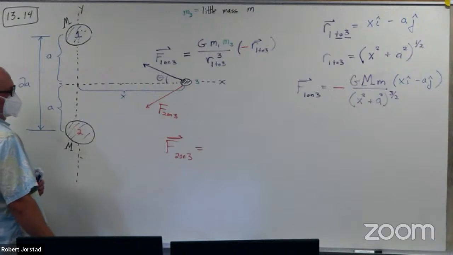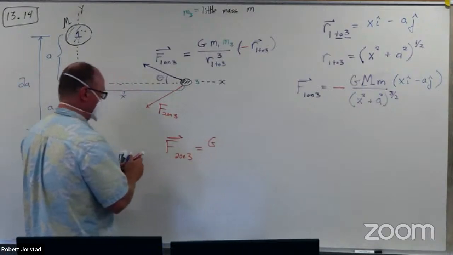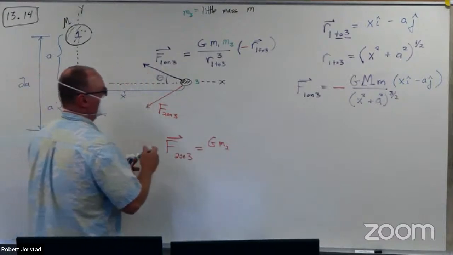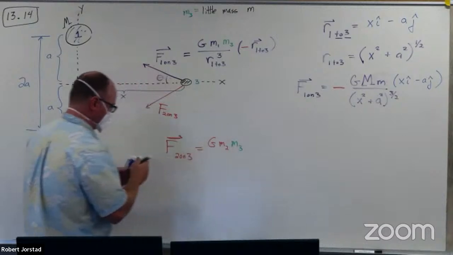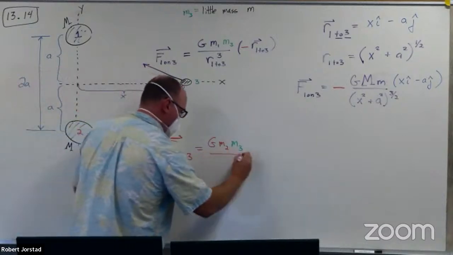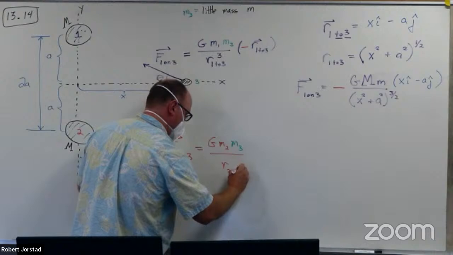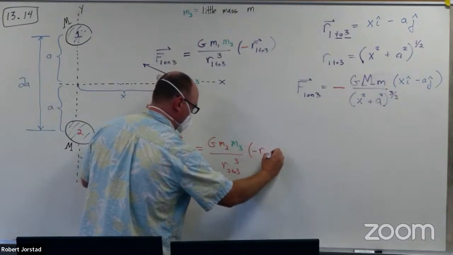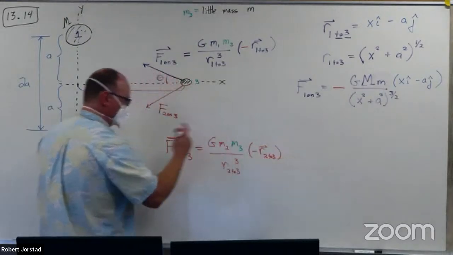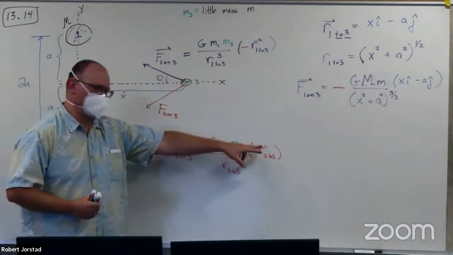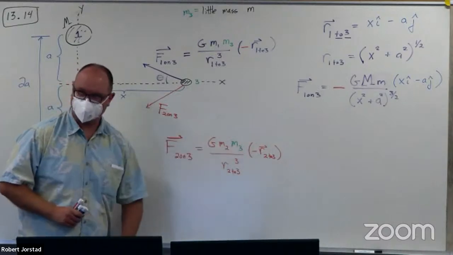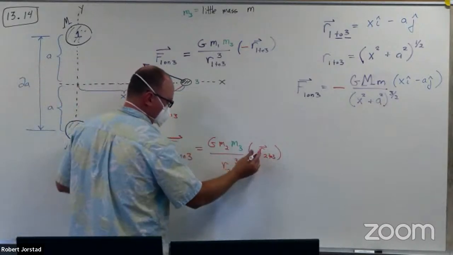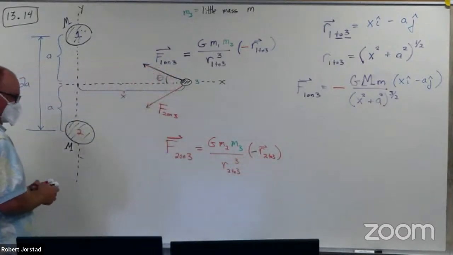Force 2 on 3. I'm going to get a G. I'm going to get an M2. I'm going to get an M3. Just following the pattern now that we've got it. Because we use the cube, we use the full vector instead of squared and half. All right. And then to make this minus sign pop, I'm going to color it some other color than red. All right.